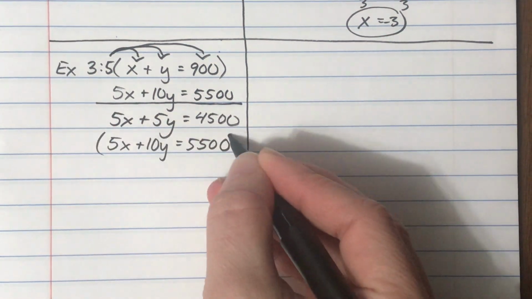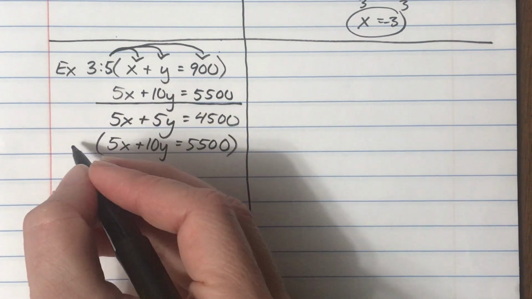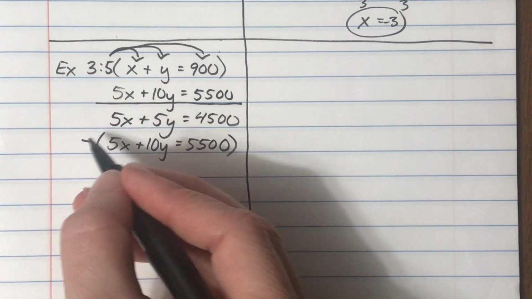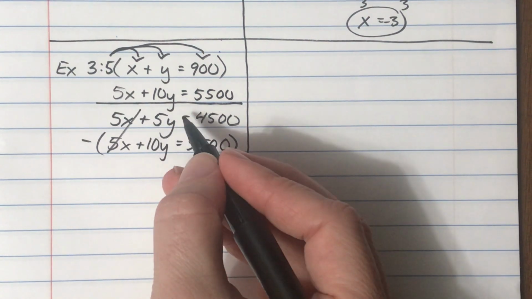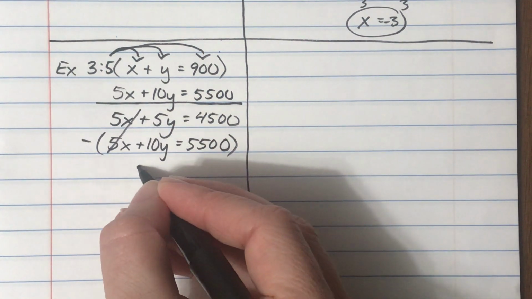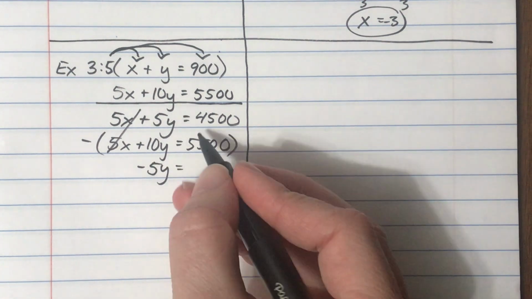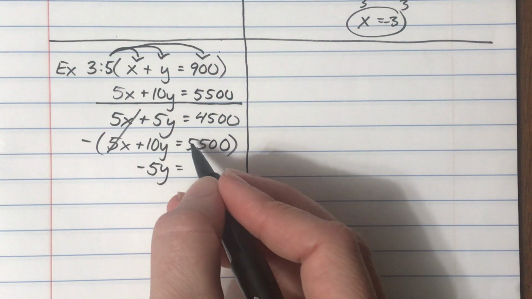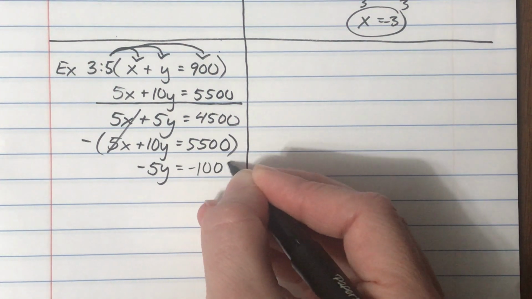We would just throw some parentheses around that second equation. And how would I eliminate 5x and 5x? I would need to subtract. So 5x minus 5x is 0. That's canceled. 5y take away 10y gives me negative 5y is equal to 4,500 take away 5,500. And you can use Desmos for that, but that's negative 1,000.